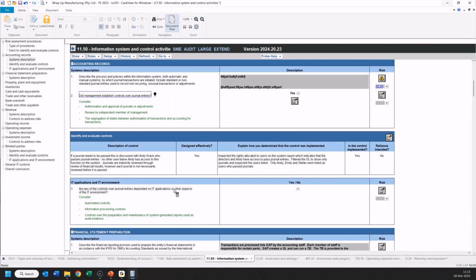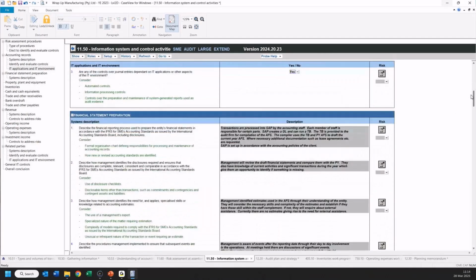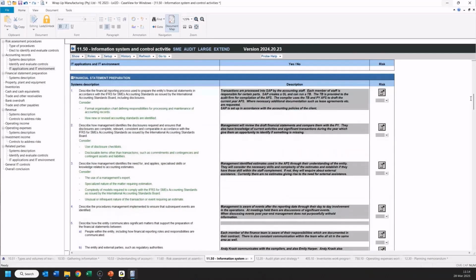Another question, still part of the section on accounting records, is whether any of the controls over journal entries are dependent on IT applications or other aspects. In this case, we said yes. There was, of course, that system that had to give access controls in that scenario, and we then had to go and record general IT controls for that. Okay. The financial statement preparation system there, just to show you the system description that is included in there.